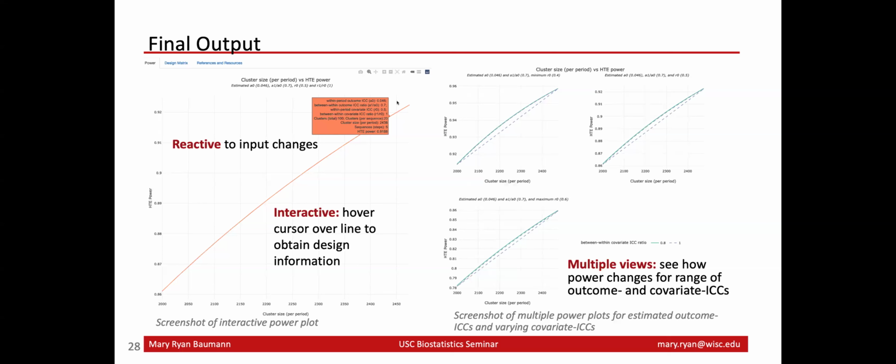And so the final output is you get these nice interactive plots that give you hoverability and clickingness. And you can have multiple views to see how power will change for a range of outcome and covariate ICCs. And if you want to define, instead of just a single ICC estimate, a range of plausible ICC estimates, you can get multiple lines to be able to look at that.